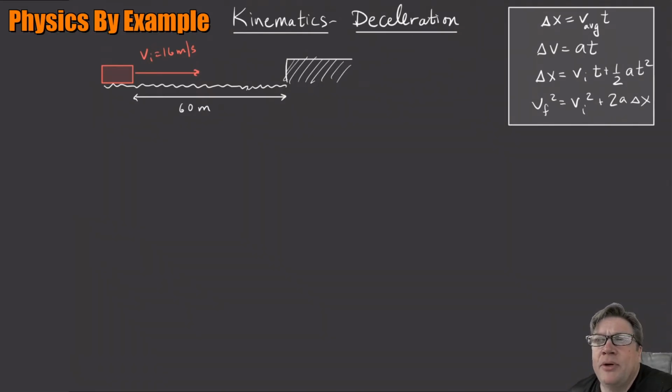So suppose I have a boat that's traveling at 16 meters per second. That's actually pretty fast for a boat. But anyway, it's traveling towards a dock, and the dock is 60 meters away. And the idea is that the acceleration of the boat is a minus 2 meters per second squared. So that's a deceleration, right? That means every second, the speed is slowing down by 2 meters per second, right? So the question is, if this is the rate at which the boat decelerates, will it hit the dock or will it stop in time?